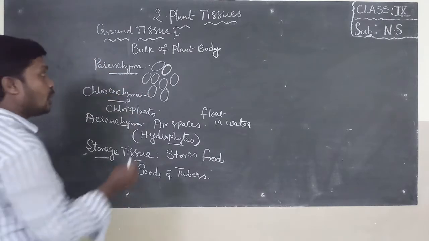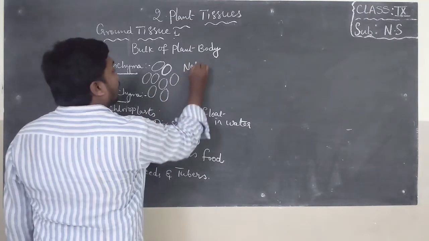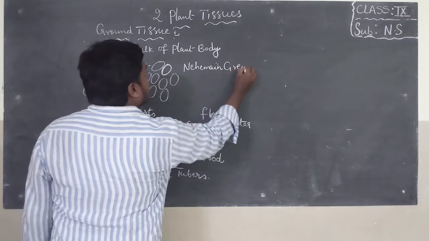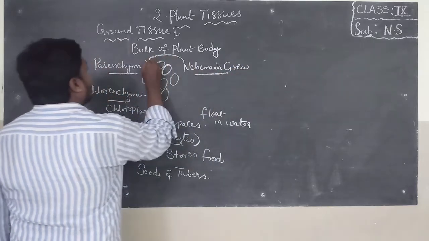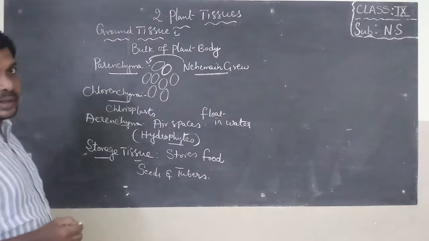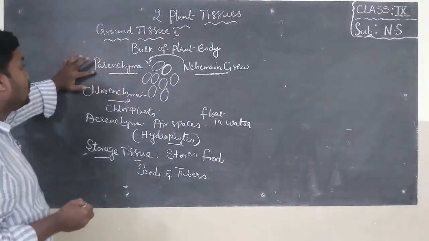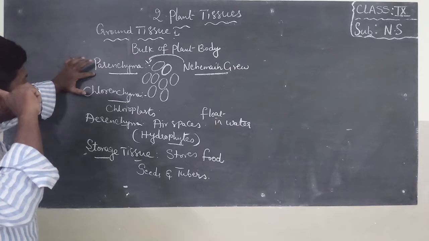A scientist called Nehemiah Grew is the first person who gave the name to parenchyma.